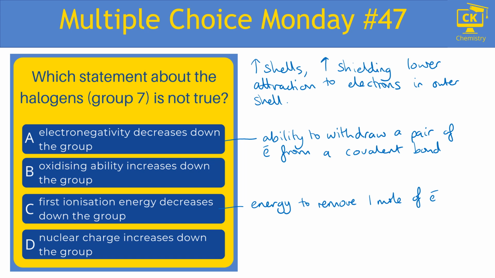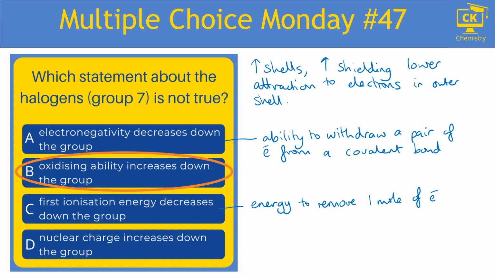Nuclear charge increases down the group because, of course, the number of protons increases as you go down the group, but because of the number of shells of electrons, that shields that increasing nuclear charge, and that has a bigger impact, and also the outer electrons are further from the nucleus. So A and C and D are all true, and they're all kind of related to atomic structure. So let's look at B and why that is false.